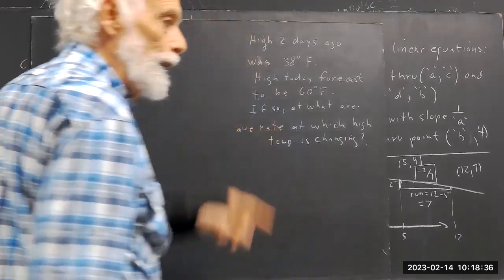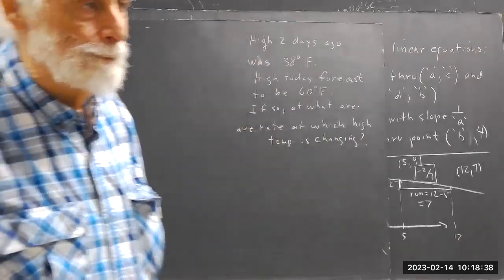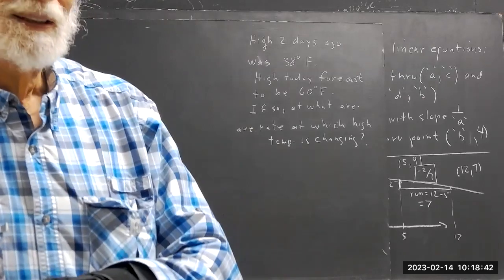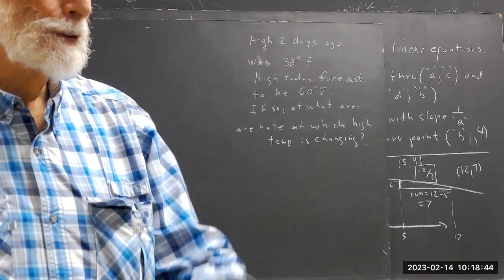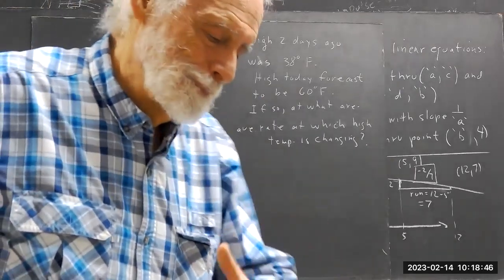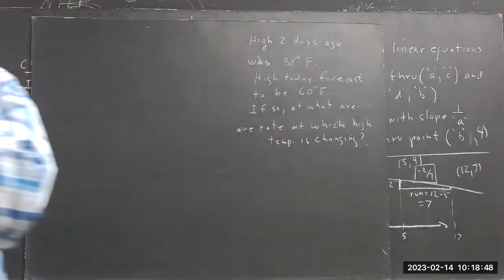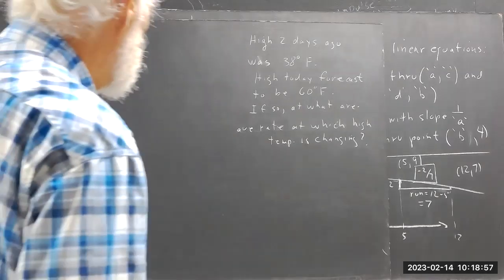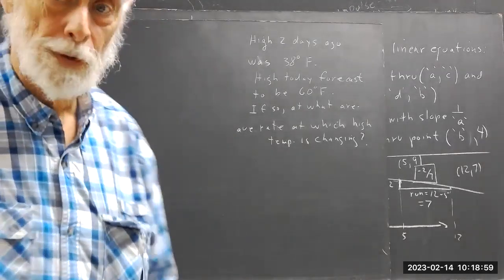And of course, this is an average rate. The change between yesterday and today is different than the change from the day before yesterday to yesterday. So the temperature is not going to be changing at a constant rate. So what's the rate? How are you going to approach this problem?